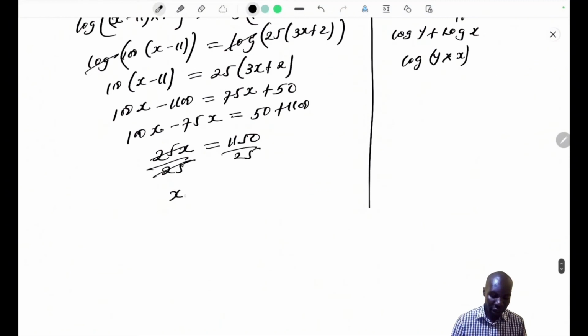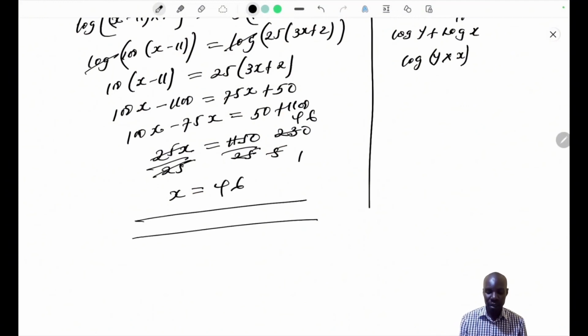So we'll have x is equal to, we know that 5 goes there, 5, 5 goes here, 2, 3, 0, 5 goes there, 1, 5 goes there, 4, 6. So the answer will be 46, and that is the value of x.